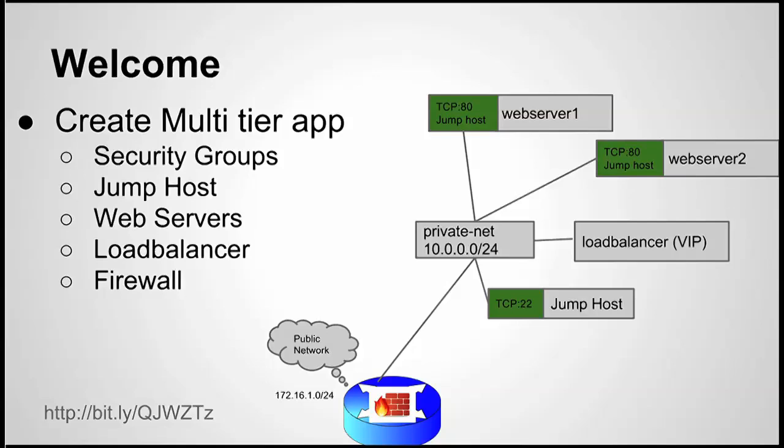We also have this jump host, and what we're going to use this host for is in order to get into your web servers. This host is going to have a public IP address. So you're going to be able to SSH into the jump host, and from that host, you're going to be able to SSH into the web servers. So this allows us to prevent having to put the web servers directly on the WAN.